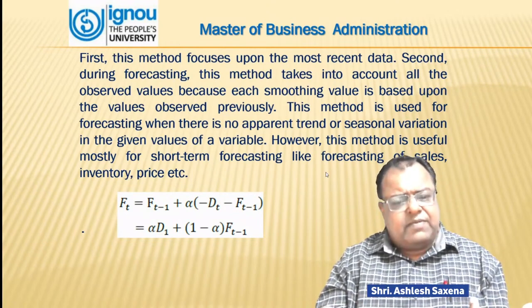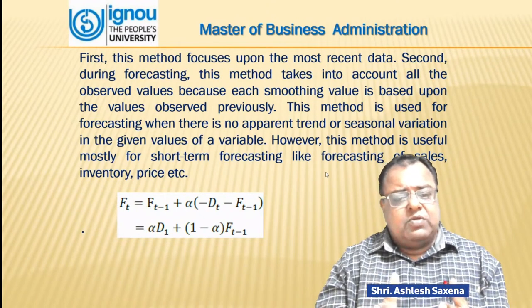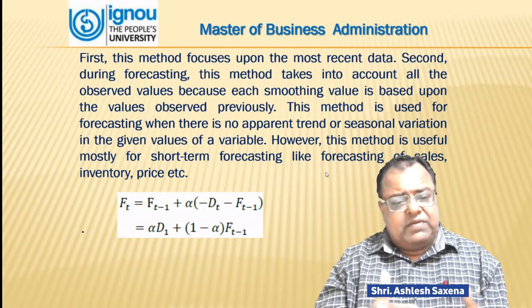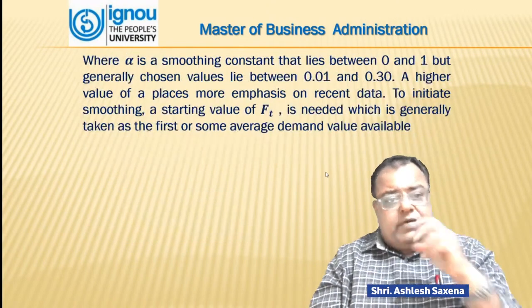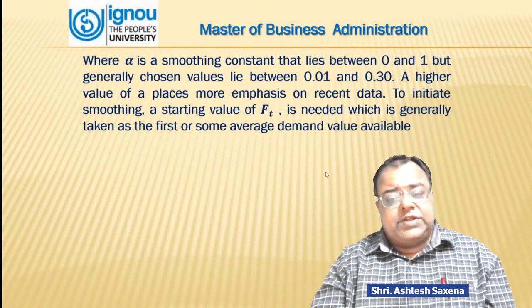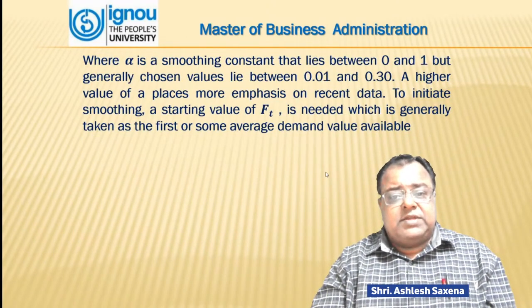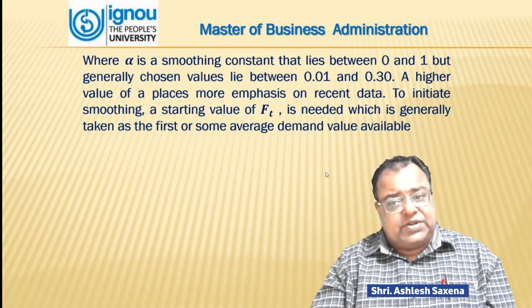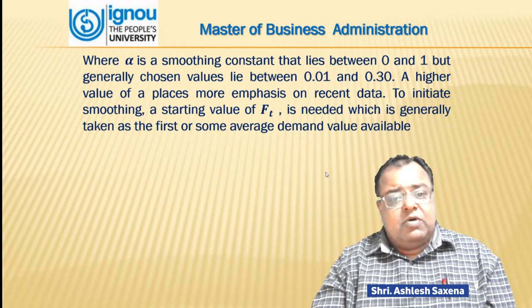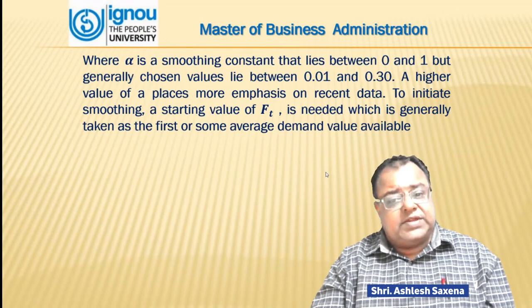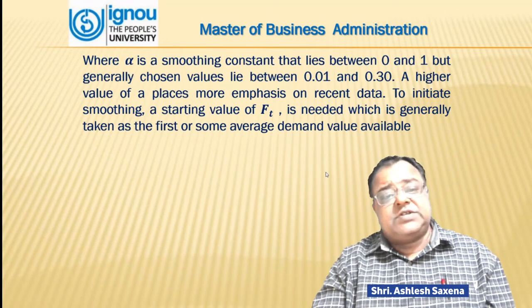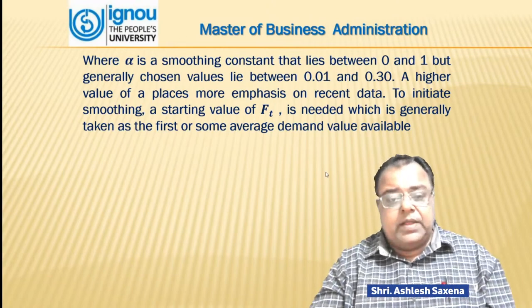So we can develop a formula like this. Ft = Ft-1 + alpha (dt - Ft-1). When we simplify it, we get Ft = alpha dt + (1 - alpha) Ft-1, where alpha is the smoothing constant that lies between 0 and 1, but the generally chosen value lies between 0.01 and 0.30. A higher value of alpha places more emphasis on recent data. To initiate smoothing, a starting value F0 is needed, which is generally taken as the first or some average demand value available.